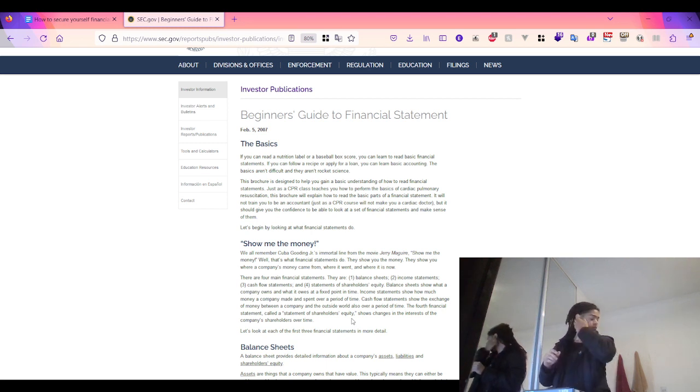So this statement reviews the cash flow from three activities: the operating activities, investing, and financing. So operating can be broken down into operating assets and operating liabilities.